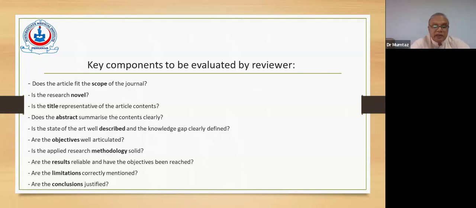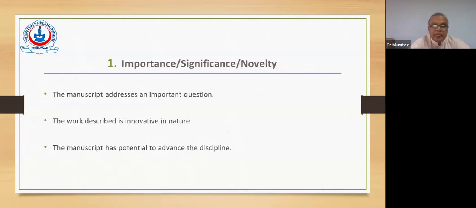A peer reviewer must pay attention to each and every part of a paper. Now we shall discuss in detail the importance, significance or novelty. Does the research address an important question? Is it something new? Is it something which is missing in the existing literature? Does it add something to the existing literature? And does this manuscript have the potential to add something to the existing pool, again, as I mentioned, in the same discipline, will it cause something to advance?